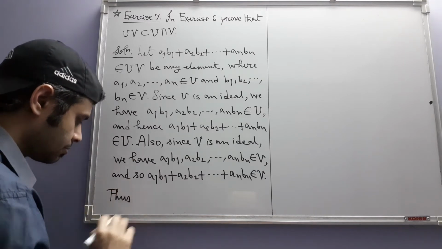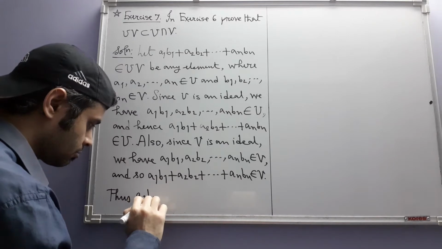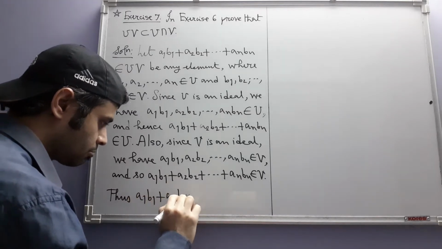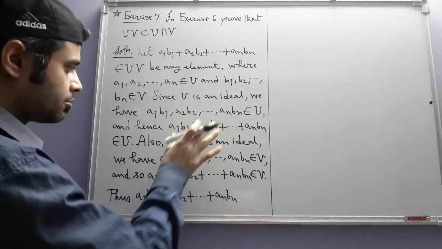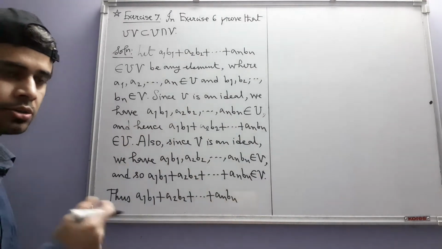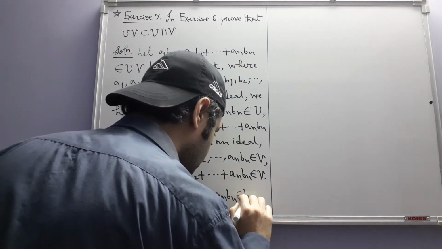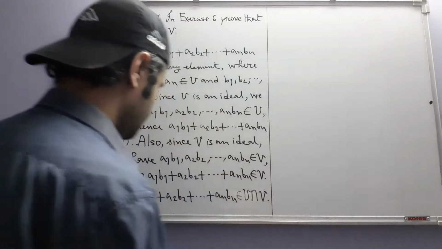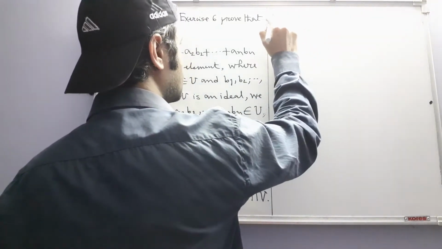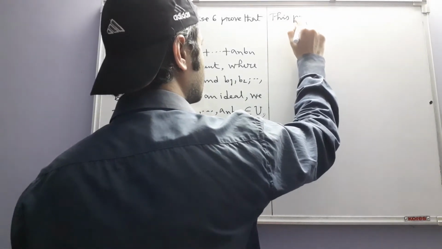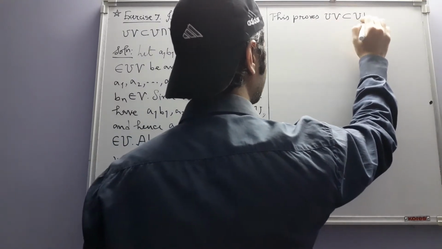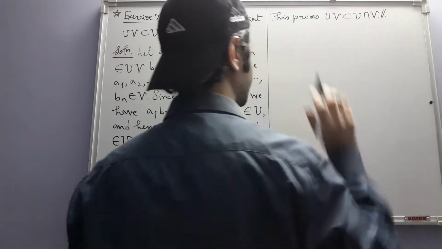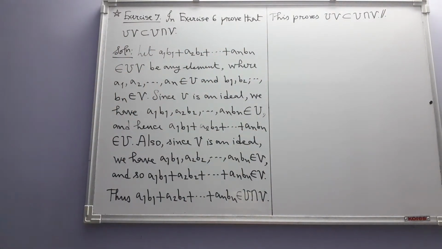Thus, this element now belongs to U as well as V, so it belongs to their intersection, U intersection V. And this proves the thing that we wanted. And there the solution ends.